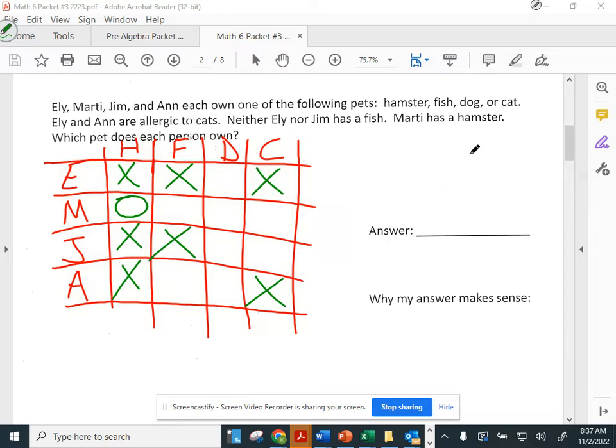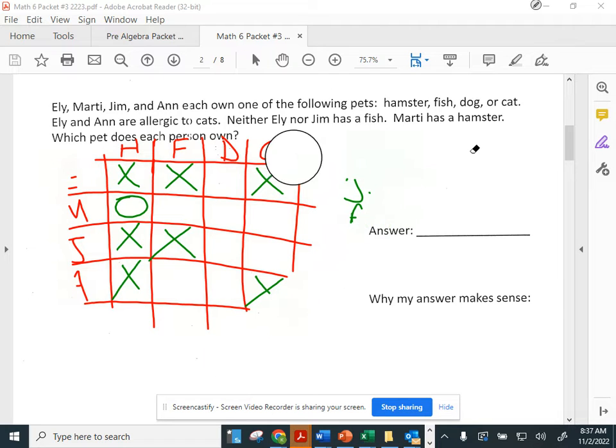So I'm going to use process of elimination to continue and see what pet Eli has, and then cross off who else can't have that pet and narrow it down for who has which pets. Then you're going to come over to the side and say that Eli has this pet, Marty has this pet, Jim has this pet, and Ann has this pet, knowing that there's only 1 animal for each person and each animal is only used once. So finish filling in the chart, figuring out who has which pets.